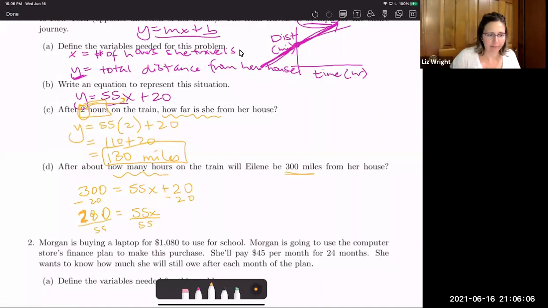And so 280 divided by 55. I don't have my calculator handy with me. My phone's over there. All right, let's punch in 280 divided by 55, and we are asked to approximate. So look in your calculator and find out x is approximately 5. Approximately 5 hours.